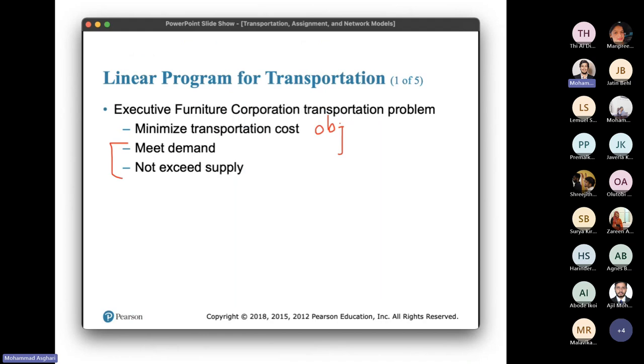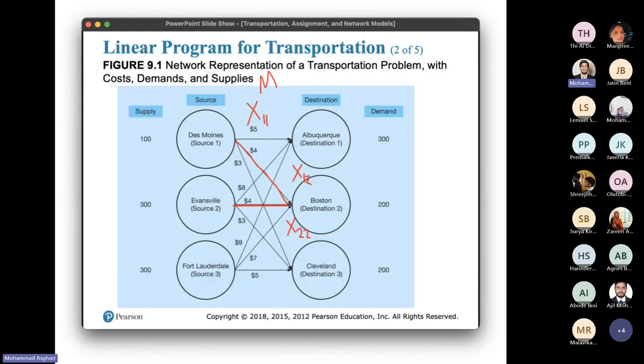What was our objective function? Minimizing transportation cost. So we should write min of Z. I just chose a name for the objective function, that is Z. The total products or total furniture we have sent from source one to destination one, what was that? X11, multiplied by the cost of shipping one unit from source one to destination one, $5, plus the total amount of products we ship from source one to destination two, X12, multiplied by the cost of that, $4.